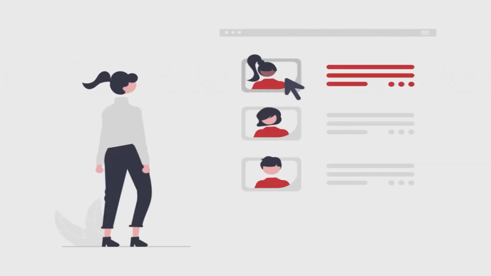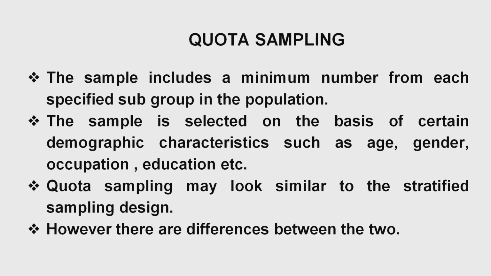Then the next one is quota sampling. Look at the picture here. A lady is standing here with a ponytail. Other pictures with other hairstyles are also there, but the researcher wants to do a survey only with the lady with the ponytail, not with other hairstyles. Okay. Now let me explain how it works.